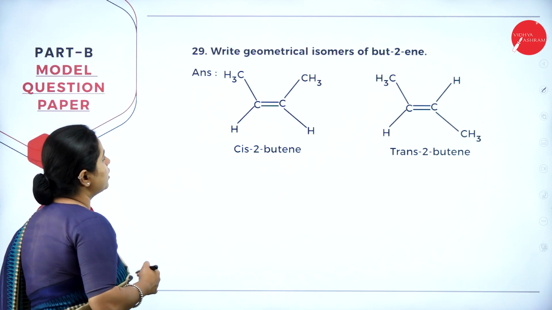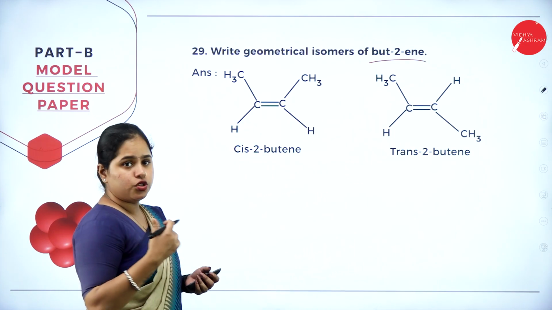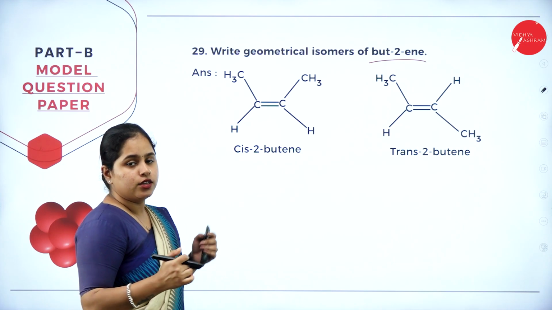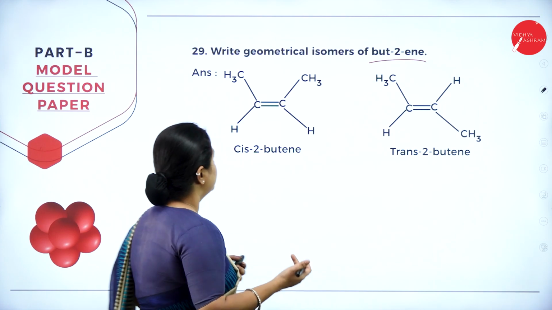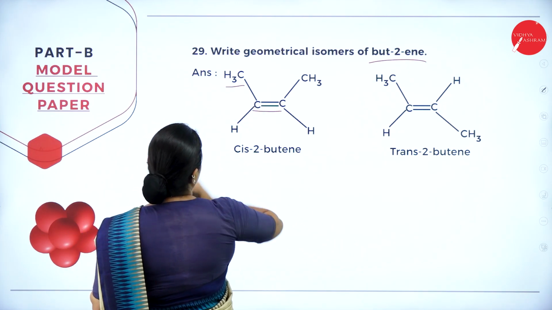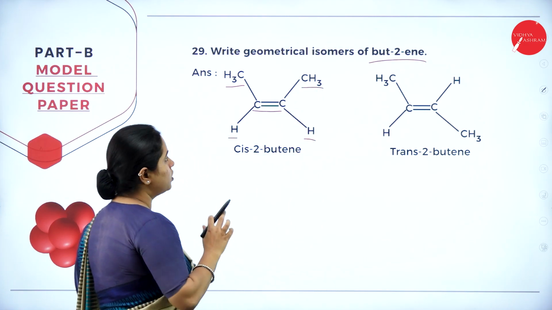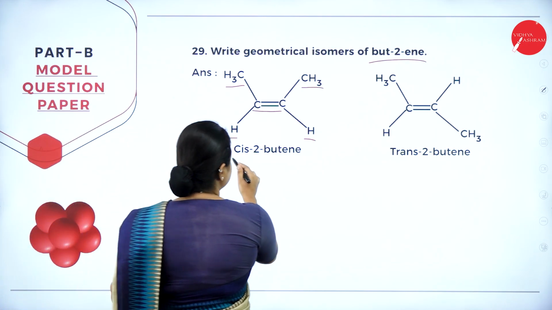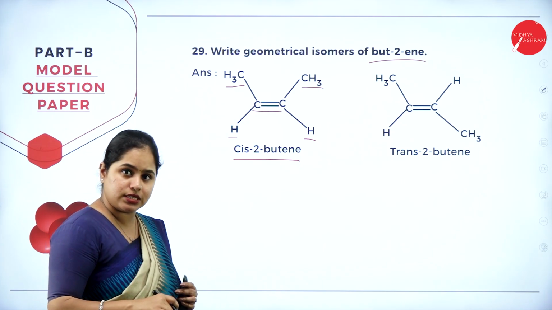Now moving on to the next one, write geometrical isomers for but-2-ene. So you have to write the geometrical isomers of but-2-ene. What are geometrical isomers? You have cis isomer and trans isomer. As you can see, C double bond C is present here. One CH3 on this side and one CH3 on this side, and H and H on the same side. So the methyl groups and hydrogen groups are present on the same side. Hence it is cis-2-butene. On the same side we will tell it as cis-butene. So this is a cis isomer.